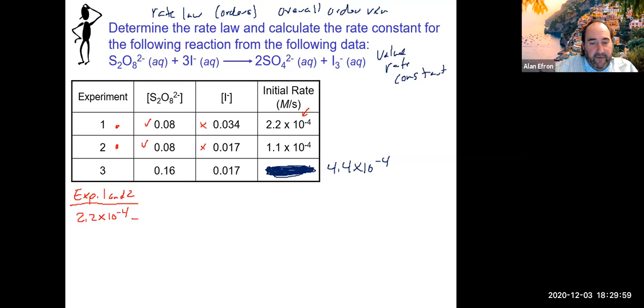So I'm just going to put everything for experiment 1 up on top since it is the larger rate, filling in my numbers here. And then we're going to go back and put everybody from experiment 2 on the bottom.